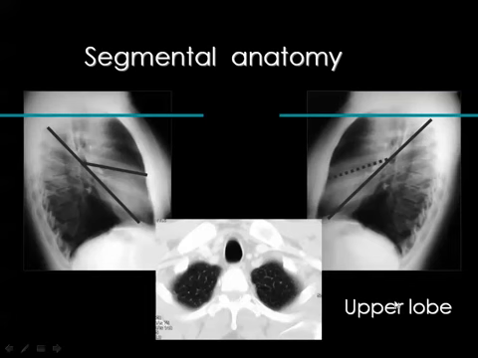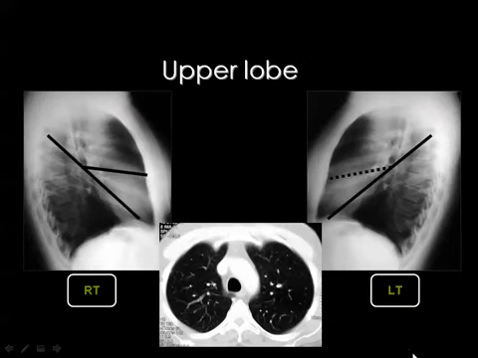Now we came to the segmental anatomy. You know that the upper lobe is divided on the right side into 3 segments: anterior segment, apical segment, and the posterior segment. While on the left side, the apical and posterior segments usually fuse together to form the apico-posterior segment. Then on the right side you have 3 segments, on the left side you have only 2 segments. Let's look at the CT scan.